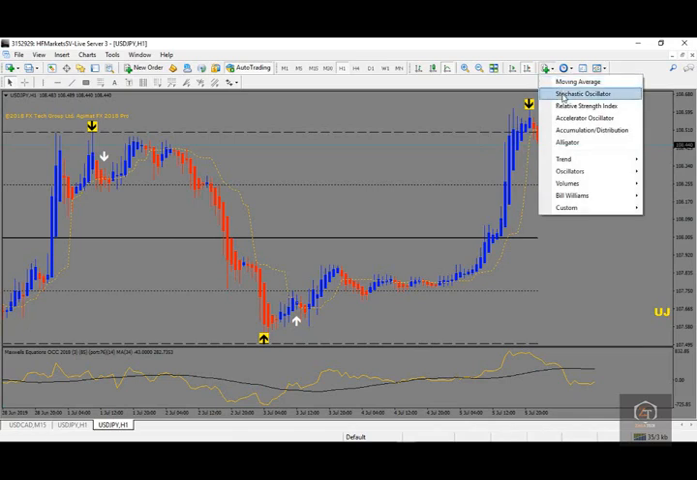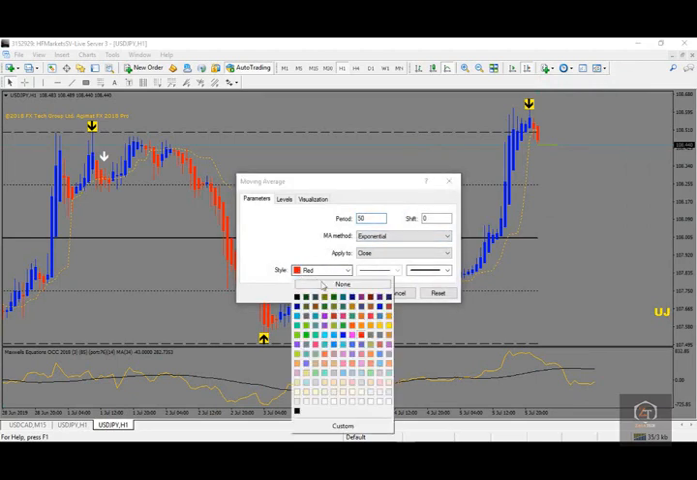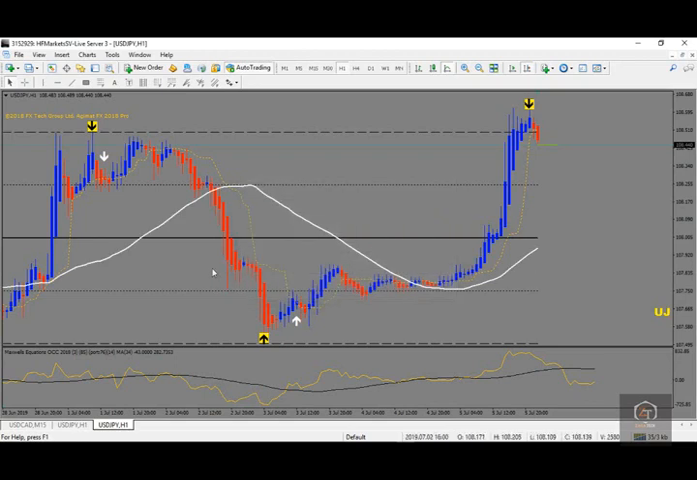stochastic oscillator. First of all, you need to add a moving average of 50. Add moving average 50. Make the color white. You see that? Leave the level as it is. Remember, moving average period 50, shift 0, MA method simple, then apply to close. Click OK. You see this?